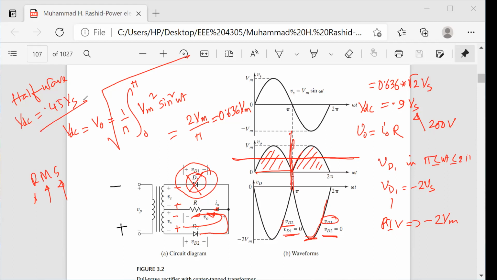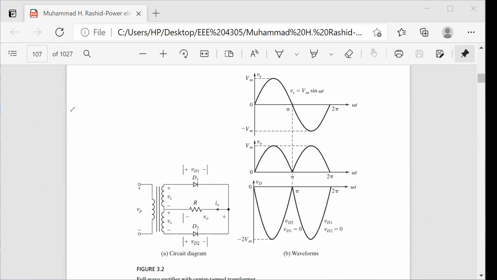Because you will not get this part. This part will not be available. You will only get this one, and the negative side here will not be there. Since you are getting only half, the average value will be half. You have to remember all these things for your quiz. Okay.